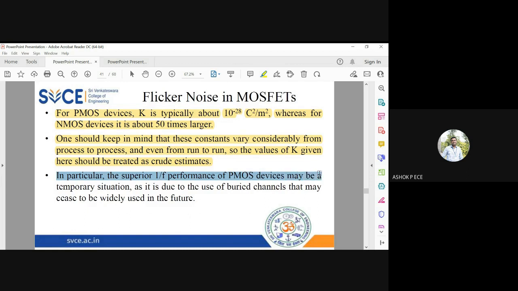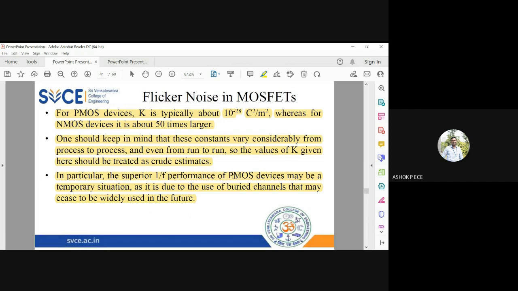If you conclude with this value of K, we can say that in particular superior performance can be expected from a PMOS device when compared to an NMOS device. But we don't prefer PMOS devices because they rely on holes. Holes are minority carriers and they move very, very slowly when compared to electrons, so speed becomes a problem. But when you compare noise, PMOS is better. So you don't come to a blind conclusion that you are going to replace all NMOS by PMOS. No, PMOS still has a lot of issues.